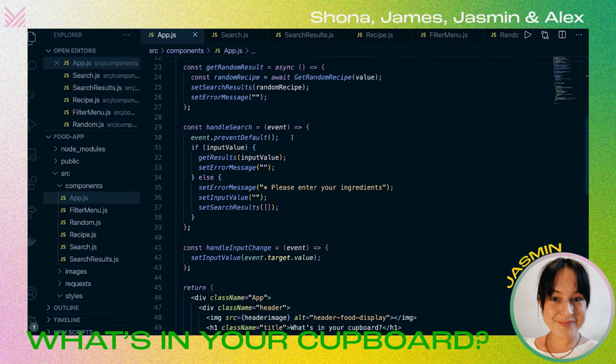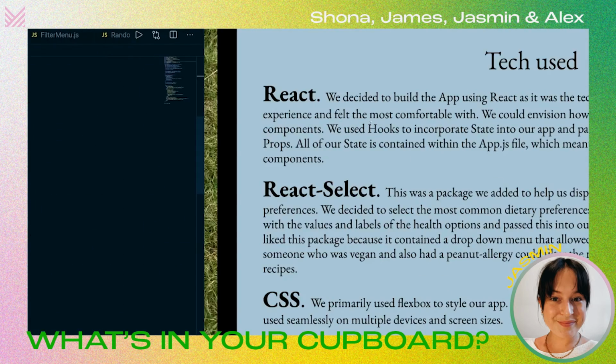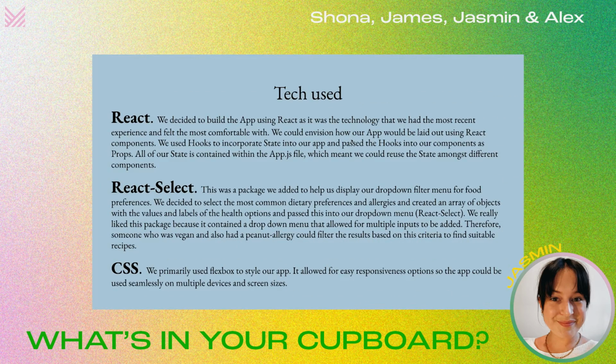So app is where all the other components, obviously apart from the recipe component, come together and are displayed in the app, either initially or when they are targeted. The app also contains all the state, which was useful as we could reuse the state across multiple components. There are also two other additional components that I haven't shown you yet. So we have the filter menu component. Another technology that we decided to add to our app is to import the React Select package in order to help us build our filter menu.